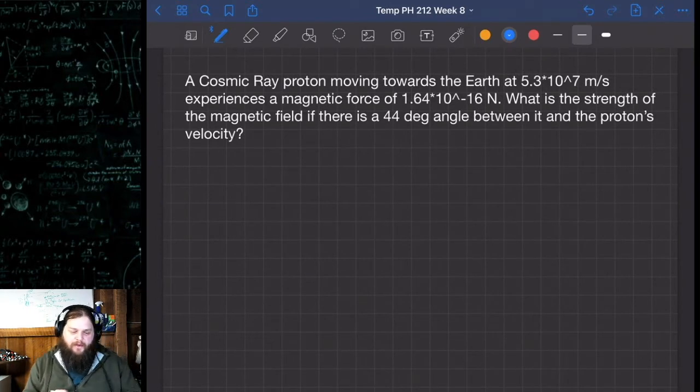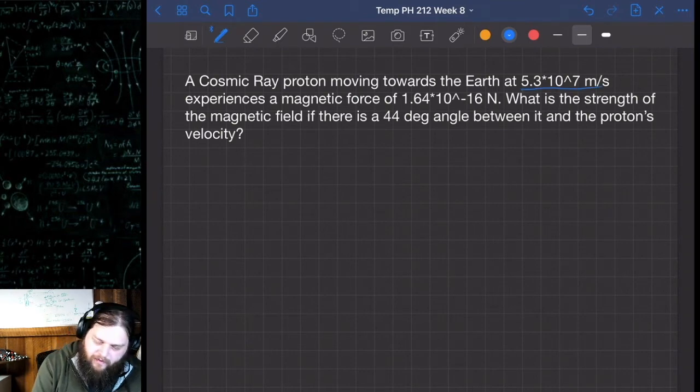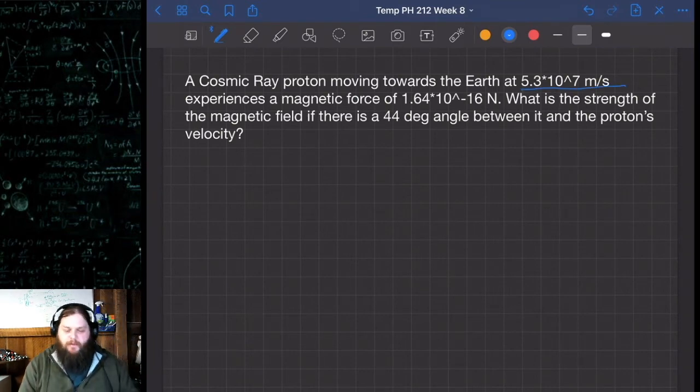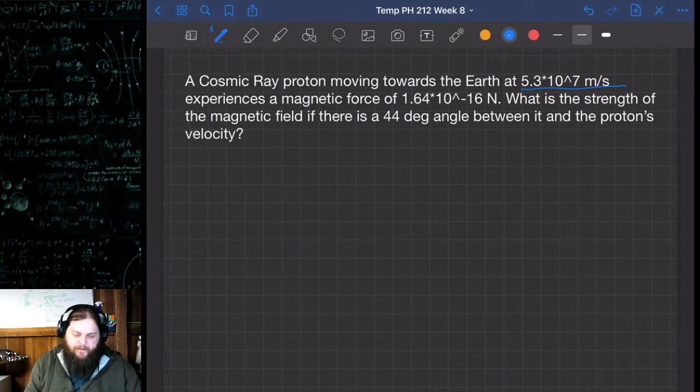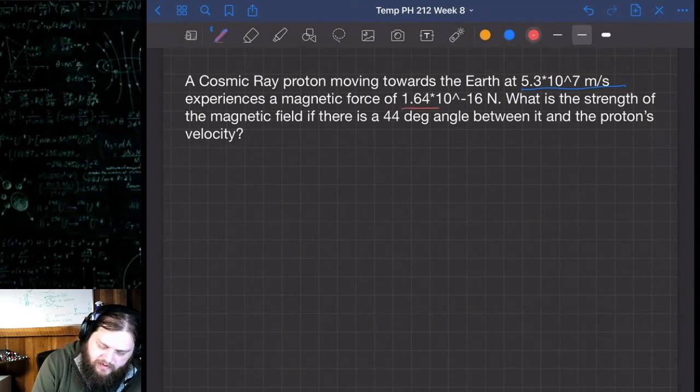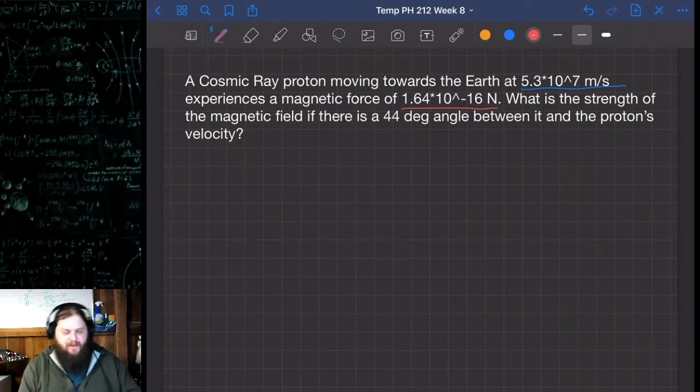Here's a problem. We have a cosmic ray proton moving towards the Earth. It's moving at 5.3 times 10 to the 7th meters per second, which is really fast. We're going to ignore special relativity and relativistic velocities. And it experiences a magnetic force of 1.64 times 10 to the negative 16 newtons. That's a pretty small force, but it's still getting that force. What is the strength of the magnetic field if there were a 44 degree angle between it and the proton's velocity?